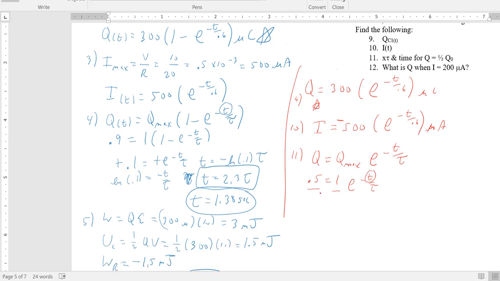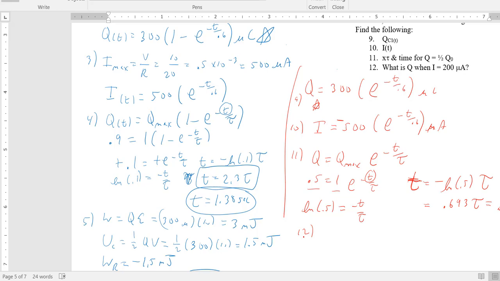So you do natural log of 0.5 on both sides, so you get natural log of 0.5 equals negative t over tau, and so t would equal the negative natural log of 0.5 times tau, and this t should not be cursive there. If you plug those in, you get 0.693 time constants. And your time constant is 0.6 seconds. So if you were to plug that in, I get 0.416 seconds of actual time.